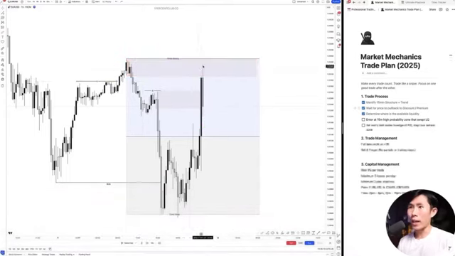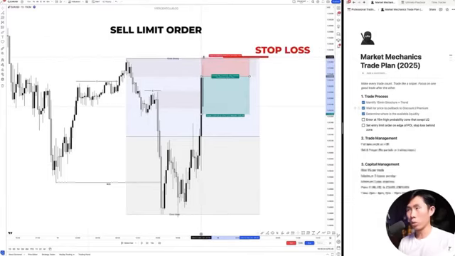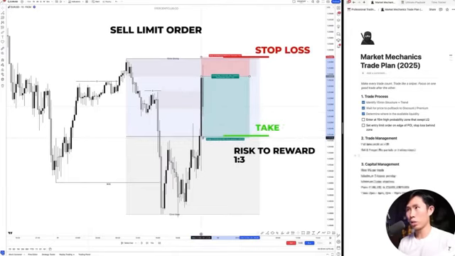So the minute price enters into the 15-minute high probability zone that swept liquidity, what you could have done is place a sell limit order right here at the edge of the zone itself, and then you place your stop loss above the zone, and for your take profit you just place it at 3R, right? So you target 3R just like this. Okay, very simple trade, right?